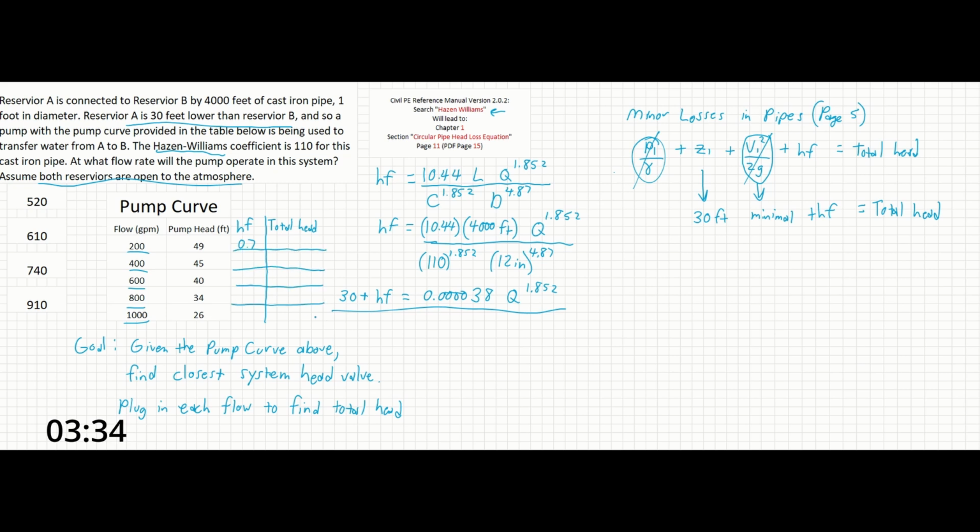For 200 gallons per minute, the total head is 30.7, which is less than the pump head of 49. For 400 gallons per minute, the total head is 32.5, which is still less than our pump head of 45. For 600 gallons per minute, the total head is 35.3, which is less than the pump head of 40.